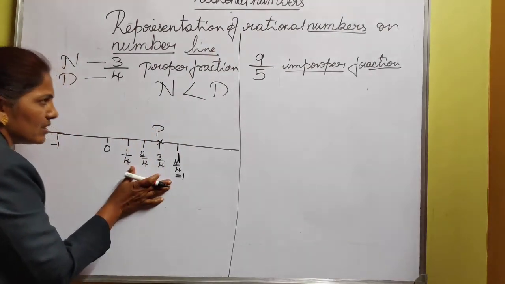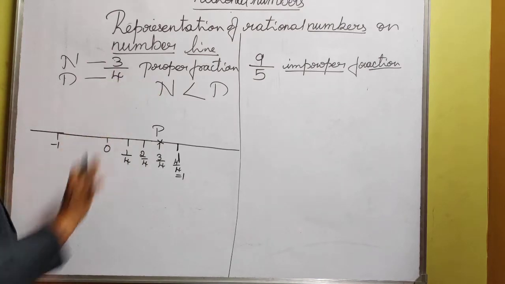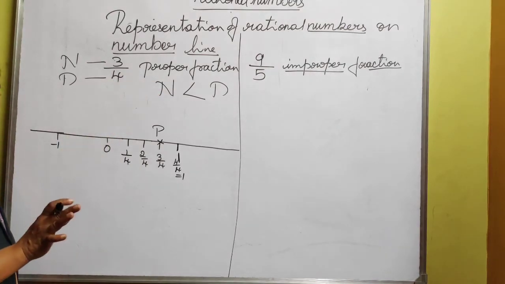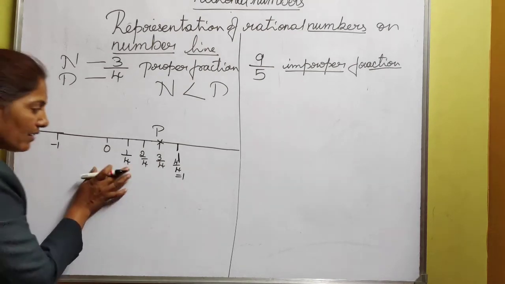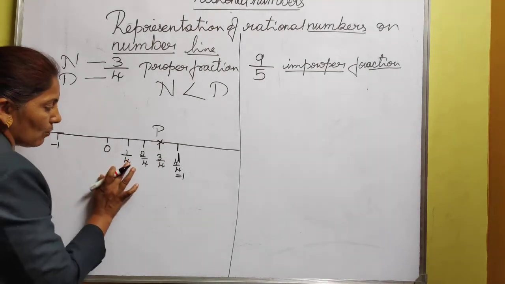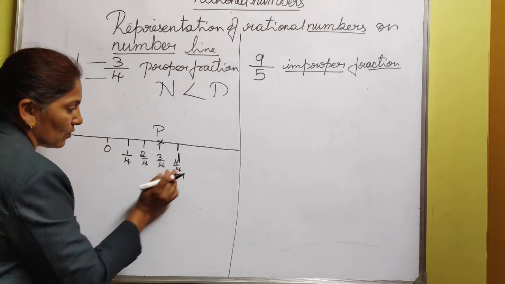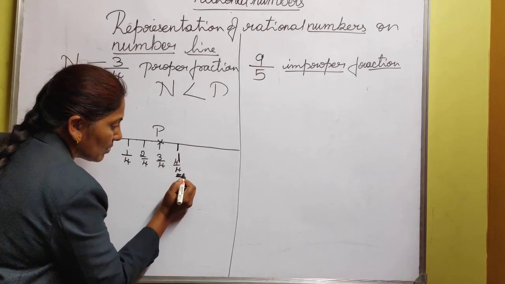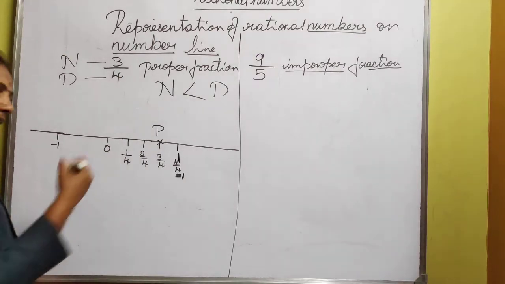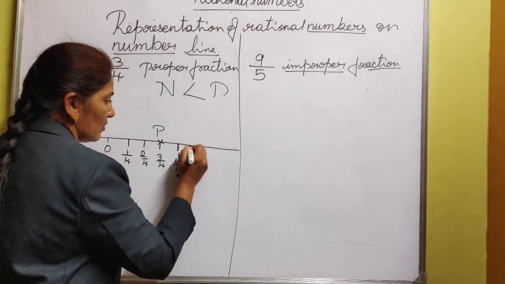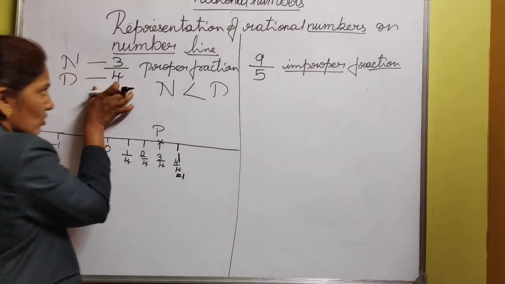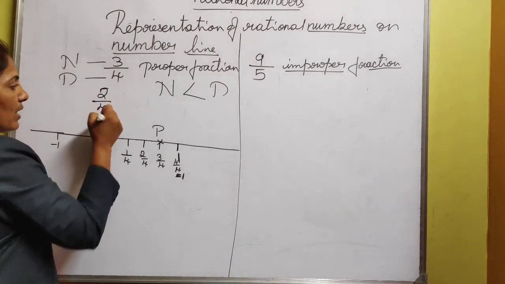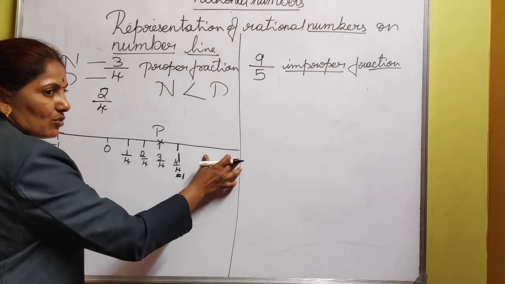So observe here, this is very easy. When we consider the proper fraction, representing the rational number on the number line is very easy. So 1 by 4, 2 by 4, 3 by 4 and the last division is 4 by 4, which is nothing but equal to 1. You will divide it into 4 equal parts only.